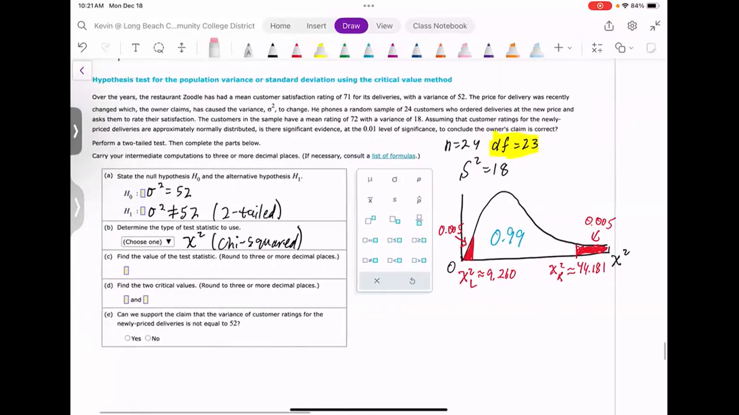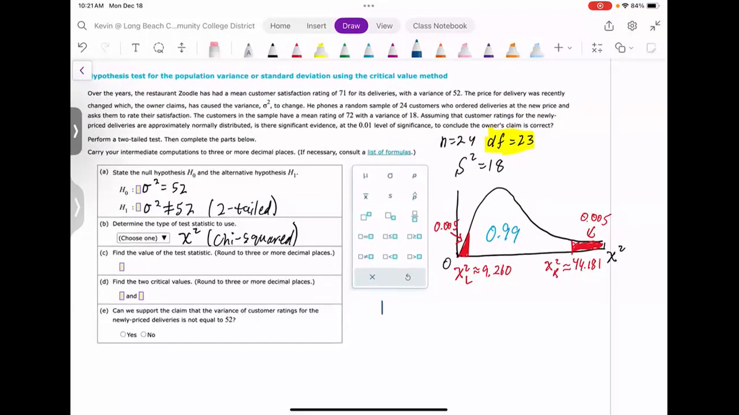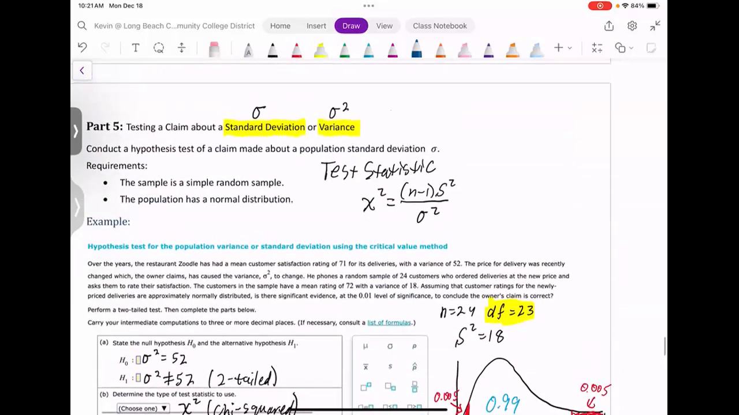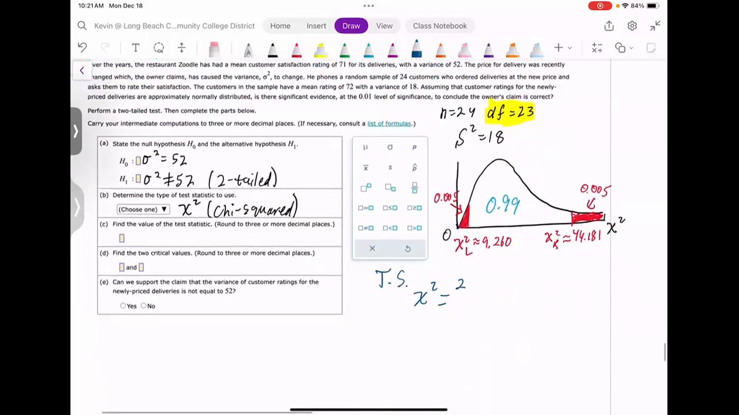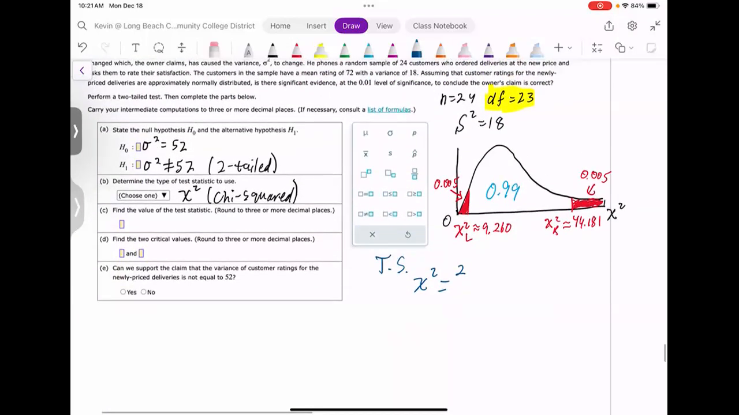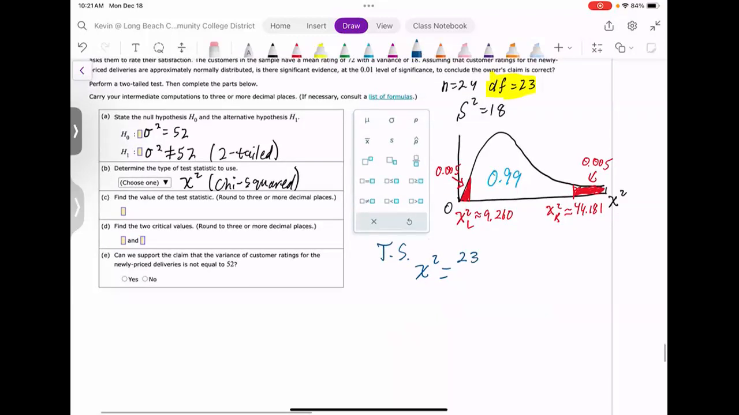So we have our information. Let's find the test statistic. Chi-squared equals n minus 1, which is 23. So we're using this formula up here. Chi-squared equals n minus 1 times s squared over sigma squared. So 23 times s squared, which is 18, over sigma squared, which is 52. Notice they're already squared, so we don't need to square them. So let's see what we get.